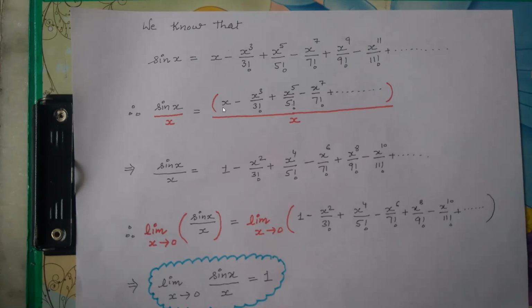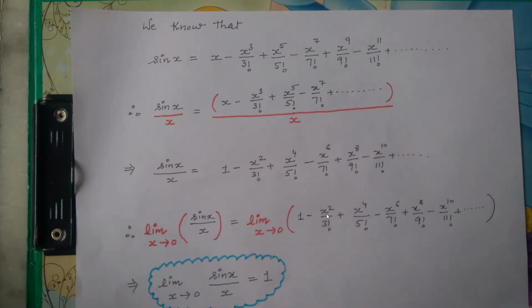So we are left with 1 minus x square upon 3 factorial, out of x cube; x raised to power 4 upon 5 factorial, out of x raised to power 5; and likewise other terms also. Now in the next step, taking x approaches 0, wherever you find x, you put 0 in the right-hand side. Limit x approaches 0 is the operator which is assigned to the left side here and here.